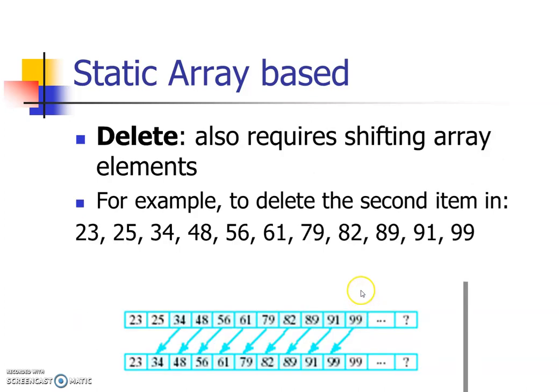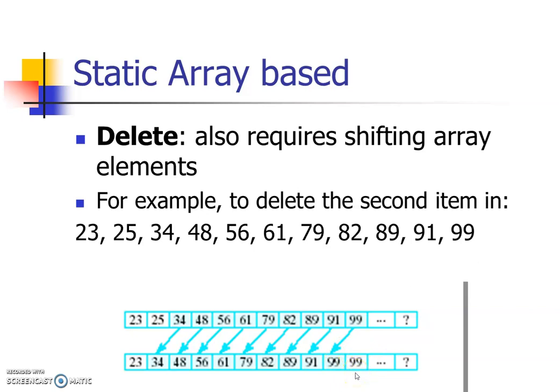To do a delete operation, it also requires a shift. For example, in this case, we already have all of these items, and then we want to delete the item at one index. Then we need to shift everything one space back, and that will still require a big O of n operation. You may notice that this 99 still stays here. However, because we do size minus minus at the end of the delete operation, we will never be able to access this location anymore.